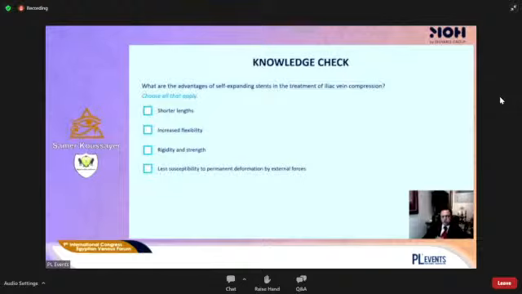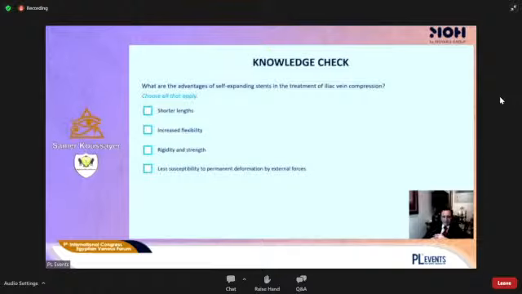So let's go with some questions. What are the advantages of a self-expandable stent for iliac vein compression? Choose all that apply. Shorter length? No. Self-expandable is longer. Increased flexibility? Yes. Rigid and strong? No. Usually the balloon expandable is more rigid.